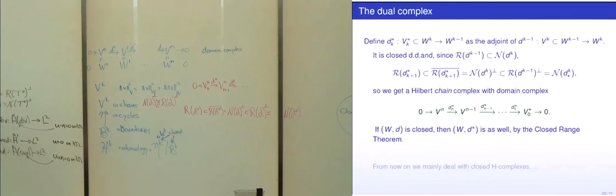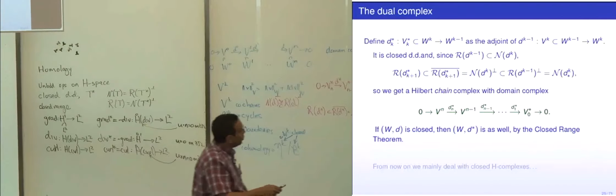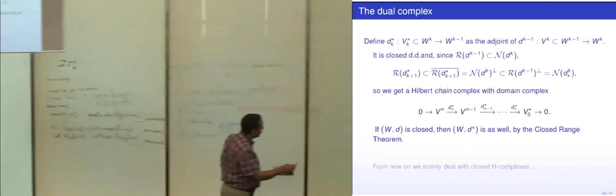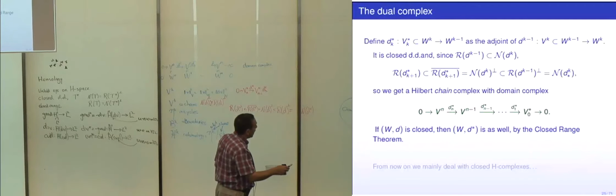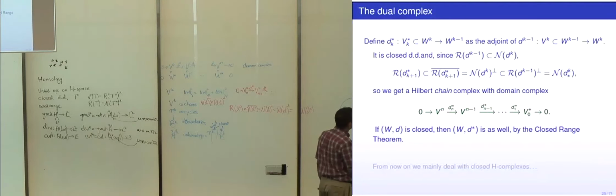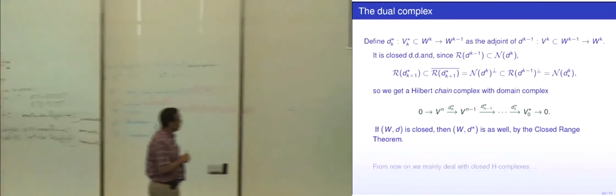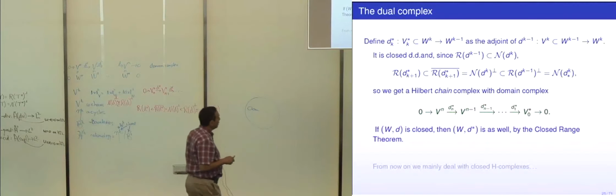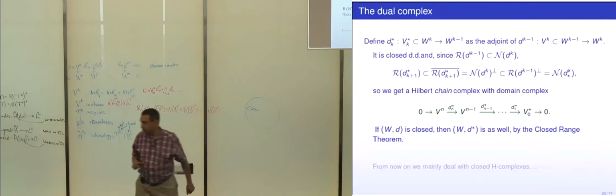So whenever you have a complex, you have a dual complex with different operators in different domains. And as I said, we're mostly interested in complexes where all the ranges are closed, and we know that means that the dual complex also has closed ranges. And so from now on in the course, we're mainly going to be dealing with closed Hilbert complexes.